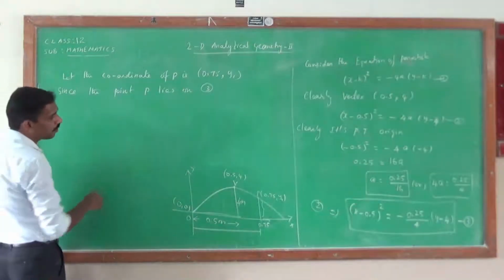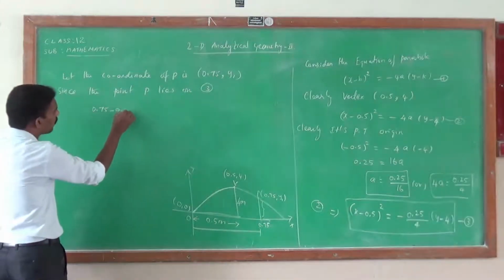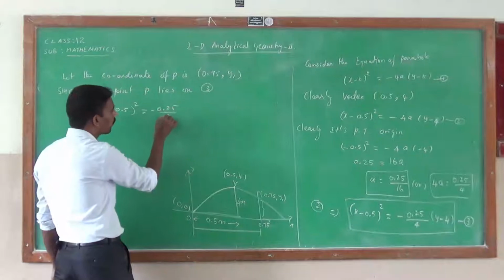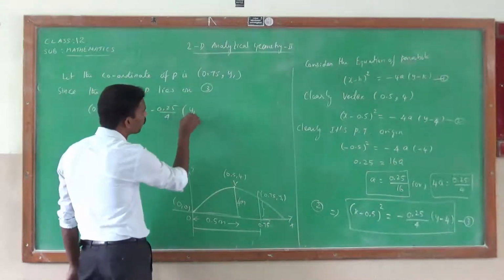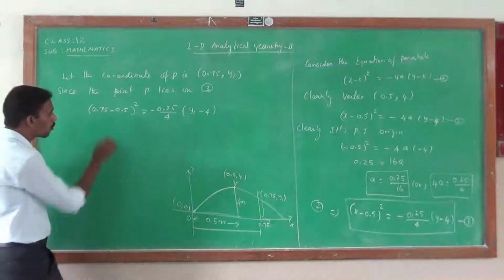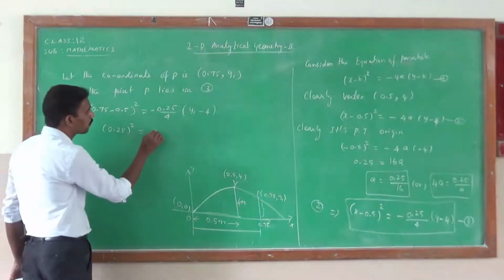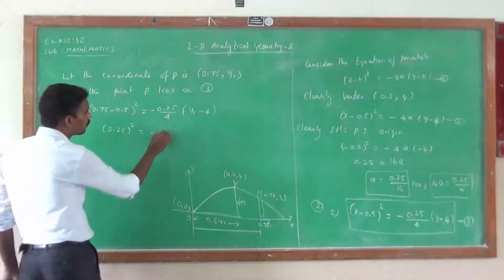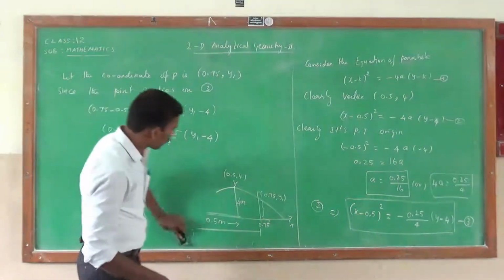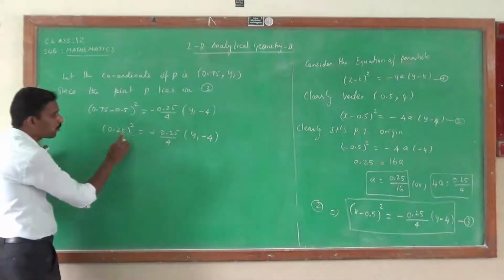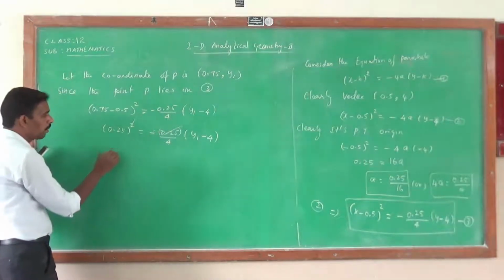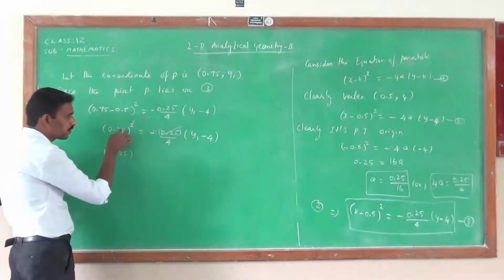Now just applying the values here: (0.75 - 0.5)² = -(0.25/4)(y - 4), where y is nothing but y1, so (y1 - 4). 0.75 minus 0.5 is nothing but 0.25, so (0.25)² = -(0.25/4)(y1 - 4). Here 0.25 will be cancelled one time. Now the 4 goes to this side and multiplies.